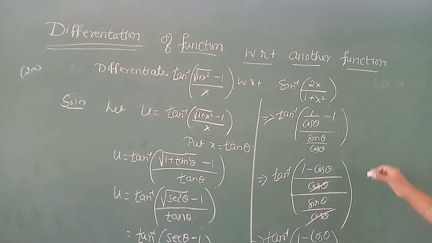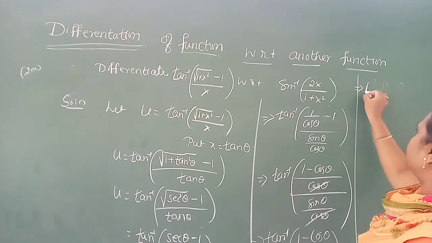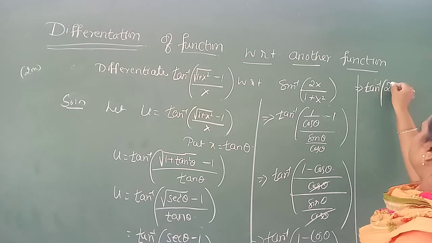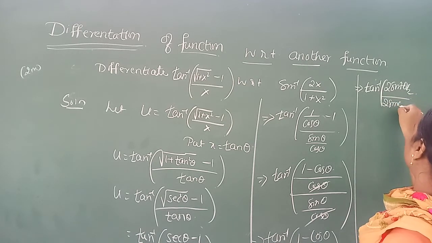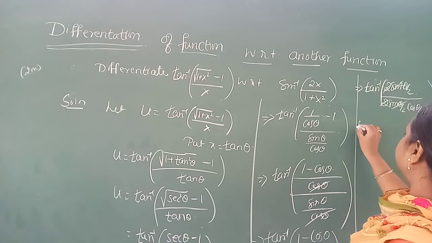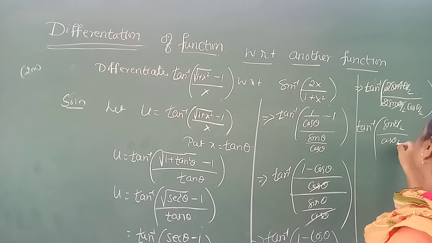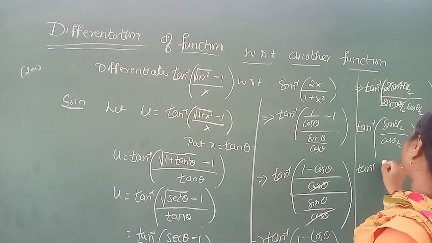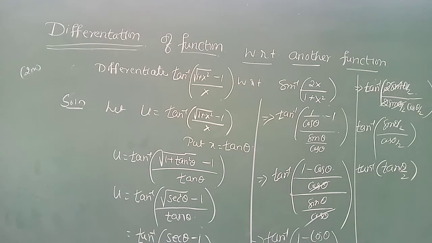Okay. Next, we have the formula: 1 minus cos theta is what? 2 sin square theta by 2. We have to apply it here. Tan inverse, 1 minus cos theta is 2 sin square theta by 2. The sin theta formula is 2 sin theta by 2 into cos theta by 2, so one sin gets cancelled. Tan inverse of sin theta by 2 divided by cos theta by 2. We get tan inverse of sin by cos, which means tan theta by 2. And we have the formula tan inverse tan, so we get theta by 2, which is u.